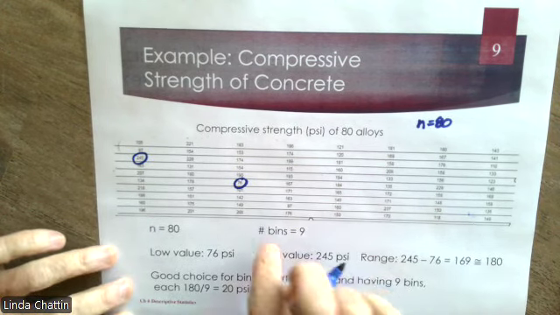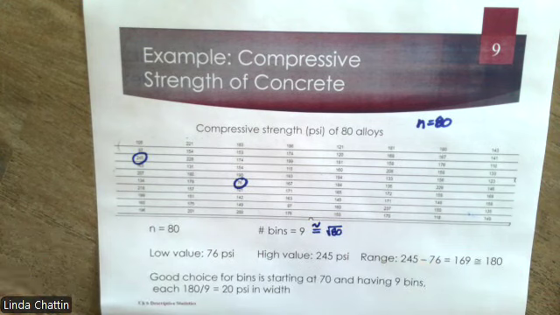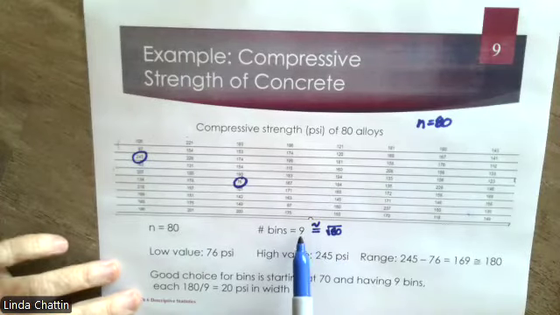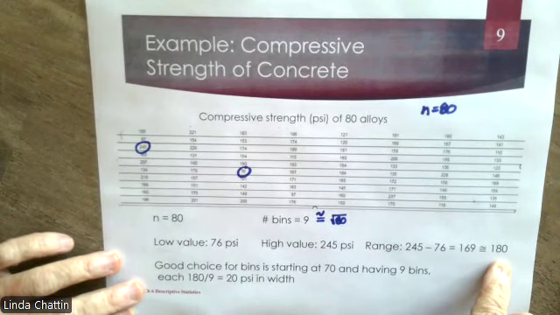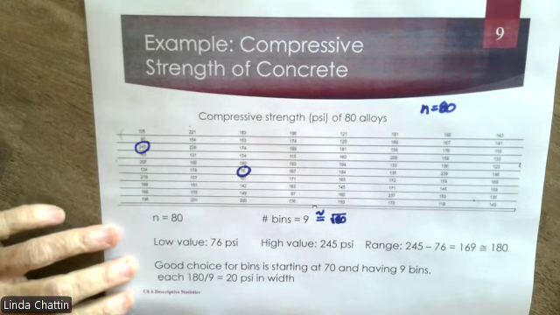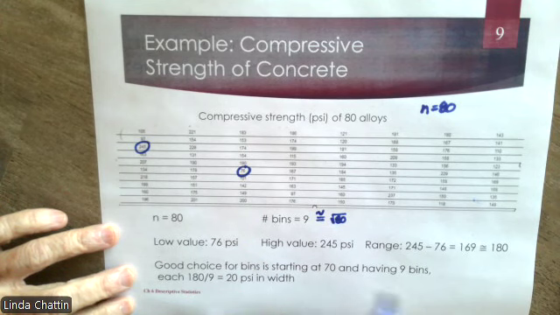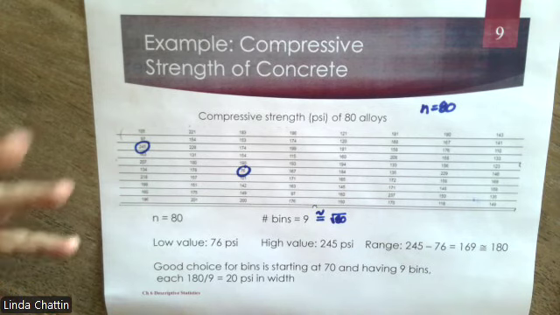Now, if I take the square root of 80, that's approximately 9. You could do 8 or 9. I like 9. It's closer to the square root of 9. So if I wanted 9 bins over a range of 169, it might just be more convenient to round that up to 180 and then make each bin 20 psi in width. So that's what they're going to do. Instead of going from 76 to 245, they will go from 70 up to whatever the last value is, and you'll see what that looks like.